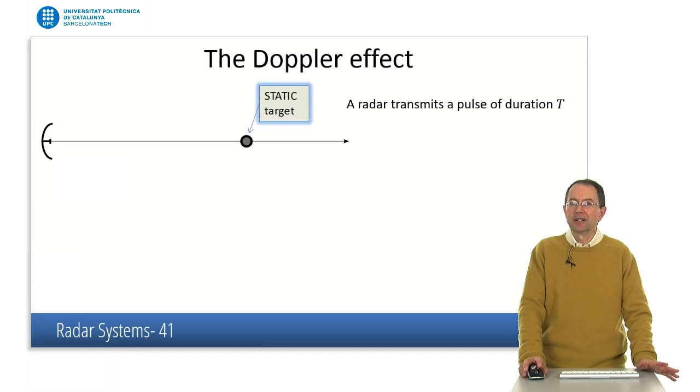Okay, now let's consider the capabilities of a radar to measure velocity. This is based on the Doppler effect. The Doppler effect is well known in physics and allows the radar to observe the radial speed of targets. So actually, Doppler is a narrowband concept.